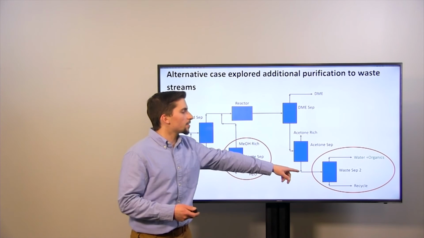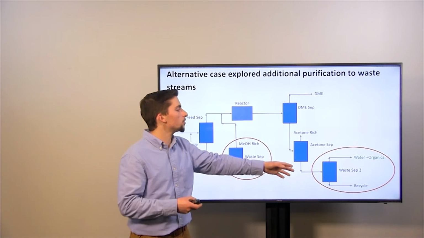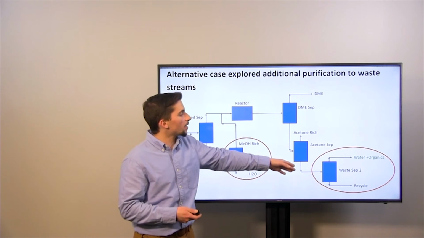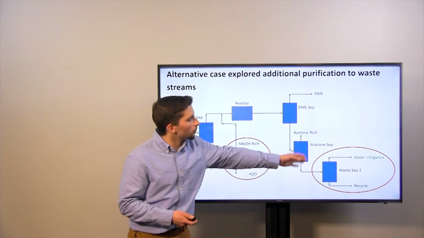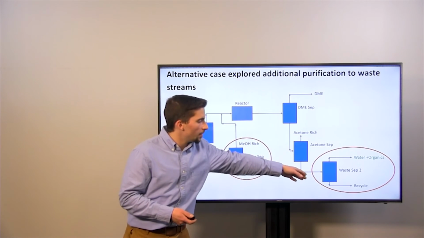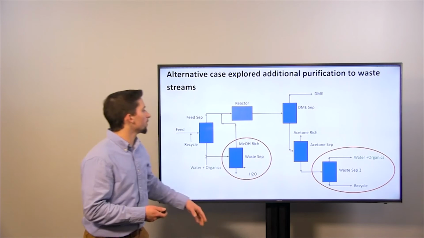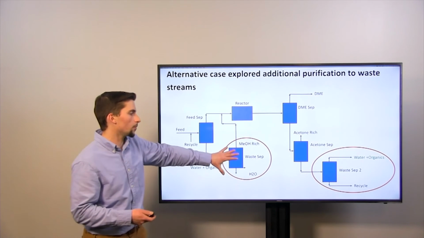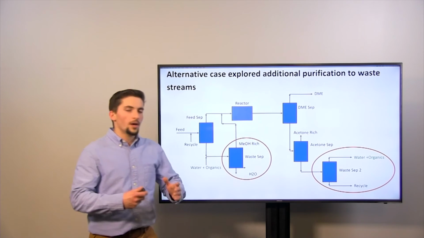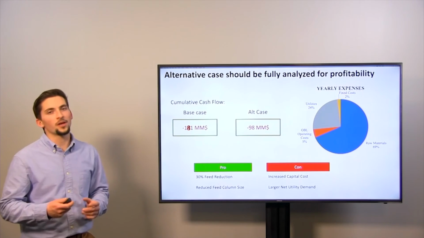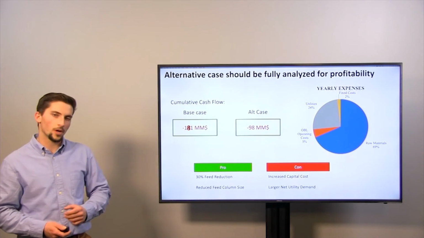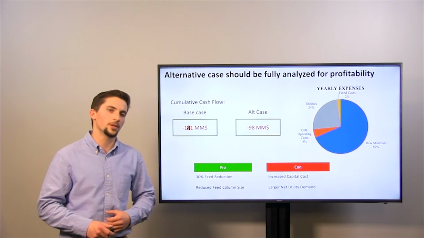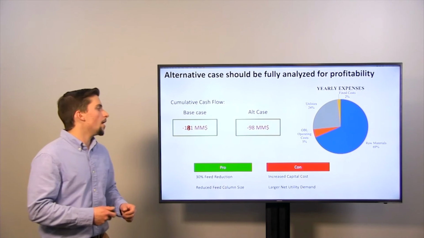This allowed for a reduction in the amount of fresh feed that was required in this design, and that was also assisted by a second, we'll call it waste separation 2, in which the bottoms of the acetone separation column drew a water and organics waste stream, as well as another recycle to be added into the front end, and that water and organics to be separated by that original column. These overall yielded a more profitable plant design by approximately $50 million over a 15-year runtime.